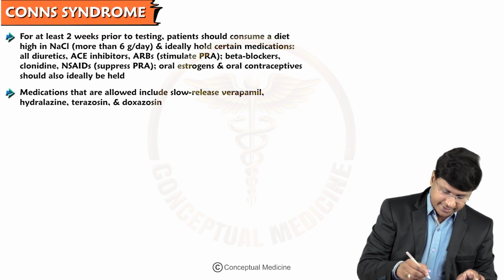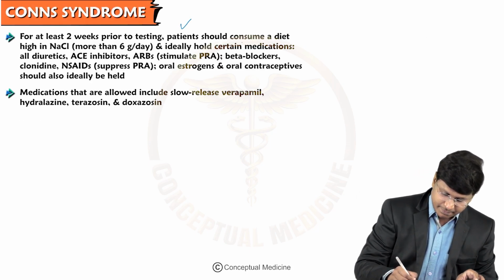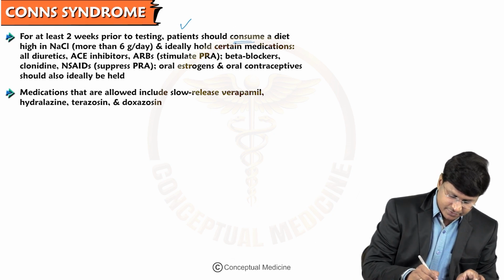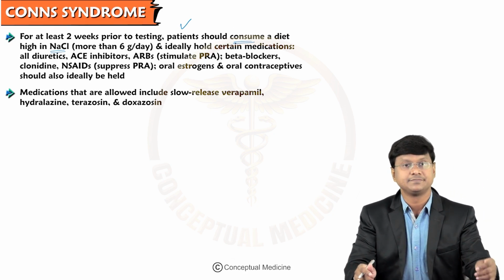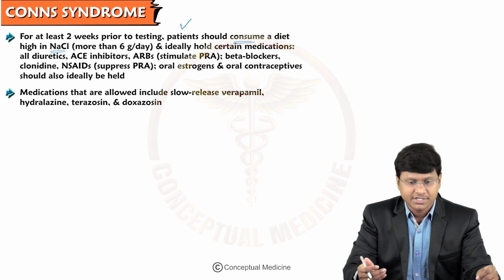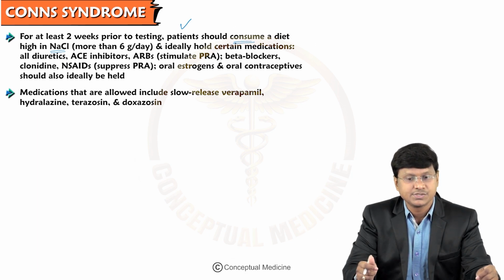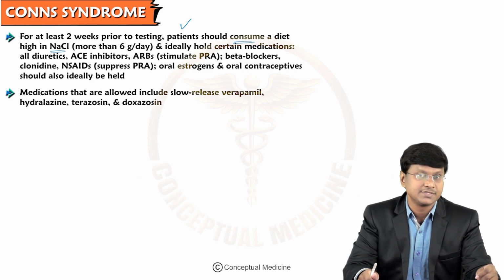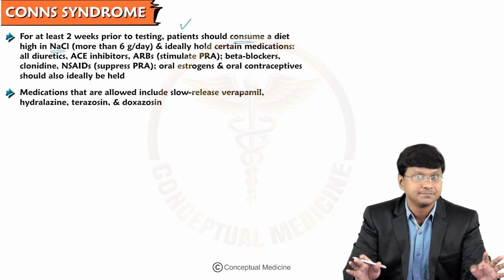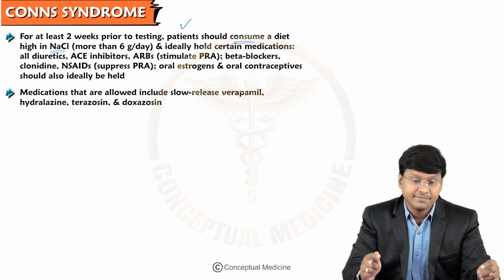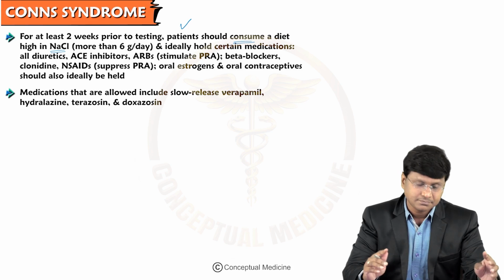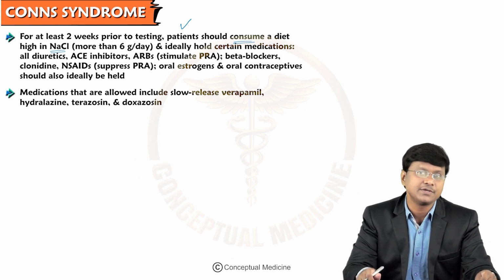See, for at least 2 weeks prior to testing, patient should consume a diet which is high in sodium chloride. Now why? Because if he is consuming a diet which is rich in sodium chloride, the fluid volume increases and that will increase the GFR and that will decrease the aldosterone levels. That is what should happen normally. But in spite of taking a diet which is rich in sodium chloride, if the aldosterone levels are still high, then we need to suspect primary hyperaldosteronism.